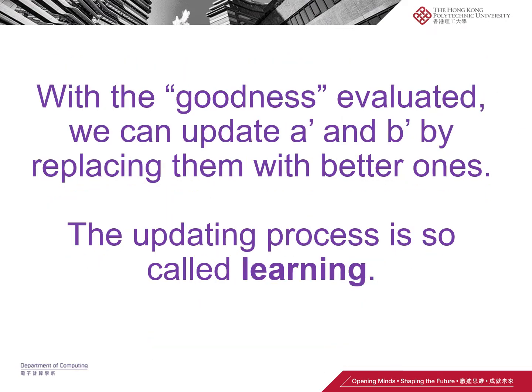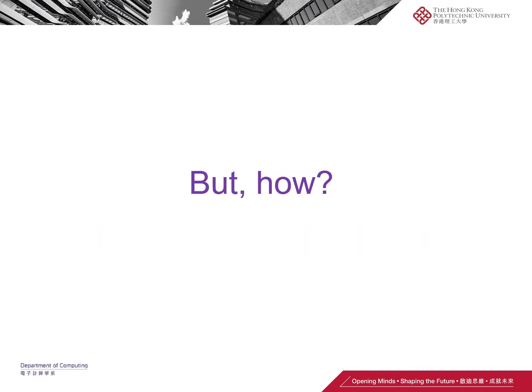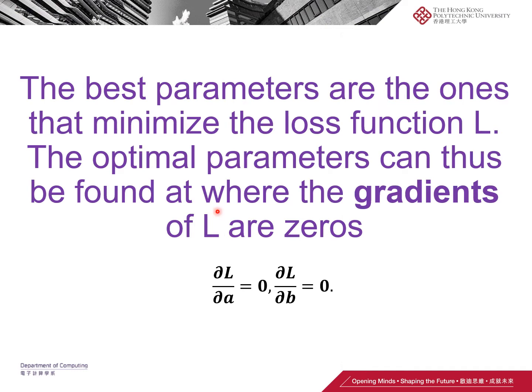Okay, now with the loss function, we're able to evaluate good and bad. So in that case, we can update the parameters towards the good orientation to make it better. The updating process is so-called learning. Let's see how we can do it. To do that, we have to recall what we have learned from calculus. In calculus, we know that the minimal value of a function is located where the gradient equals 0.